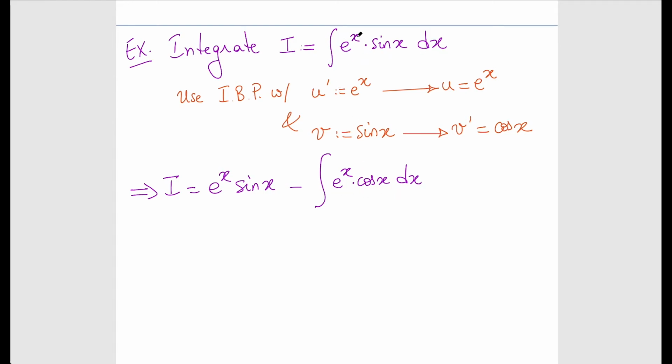We're still having this class, exponential against trig. However, it's not more complicated, right? It's at least not more complicated. So it's at the same level of complication.